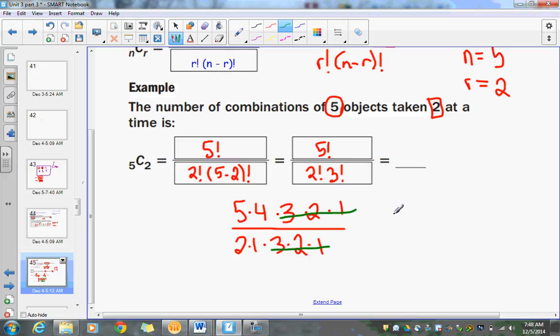So 5 times 4 is 20 over 2 times 1 is 2, which means the combination is 10. There's my answer.